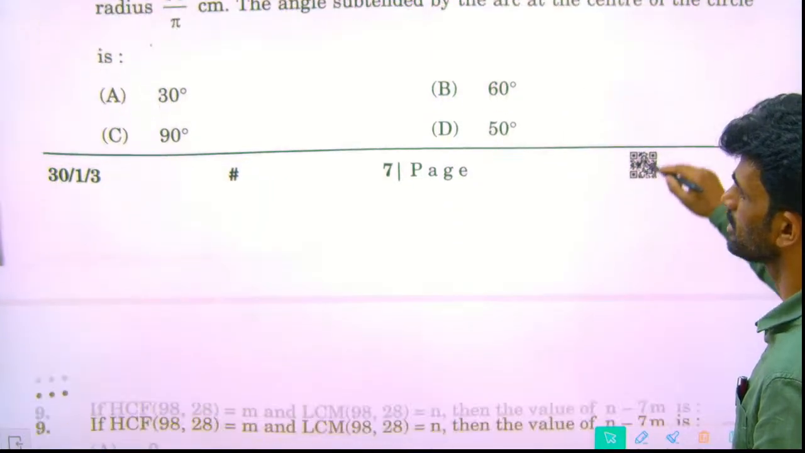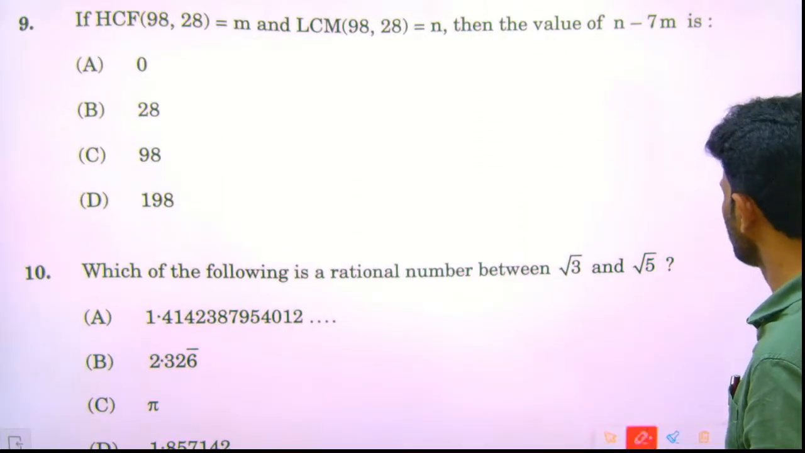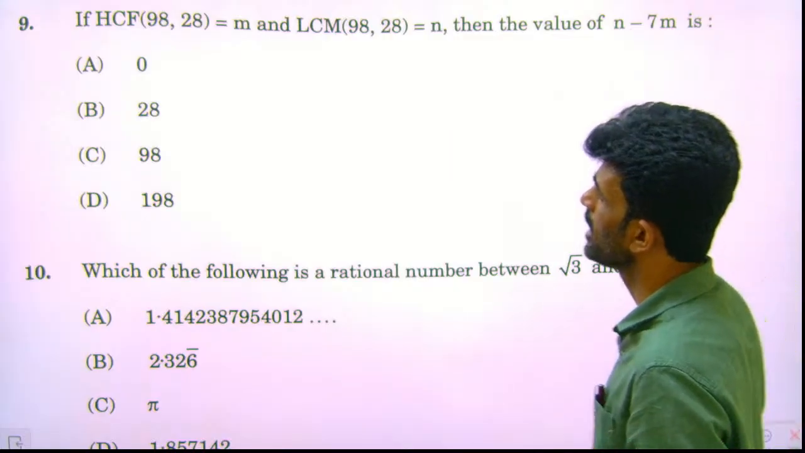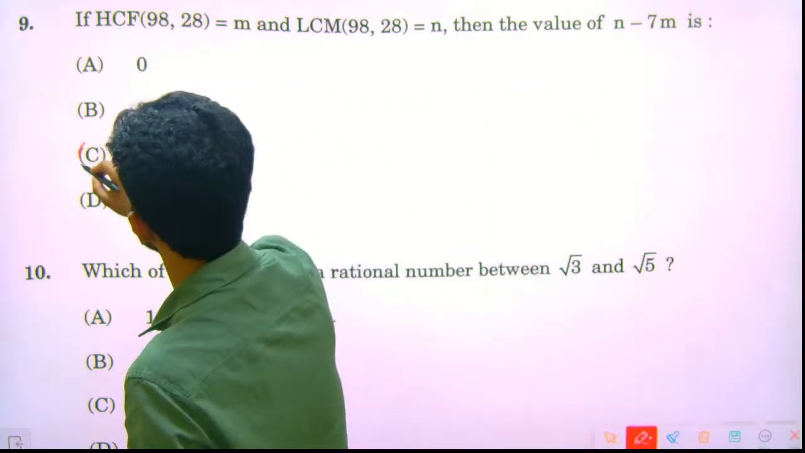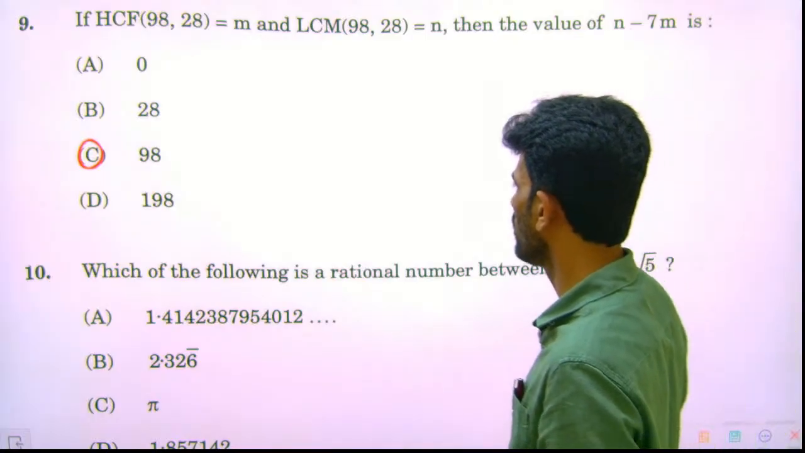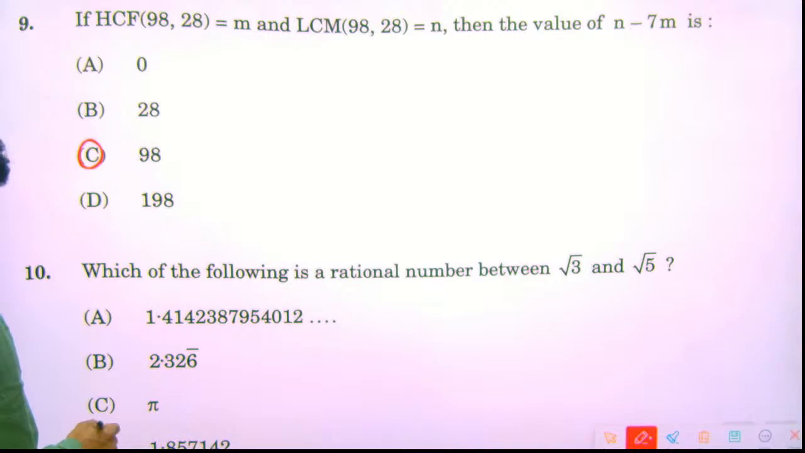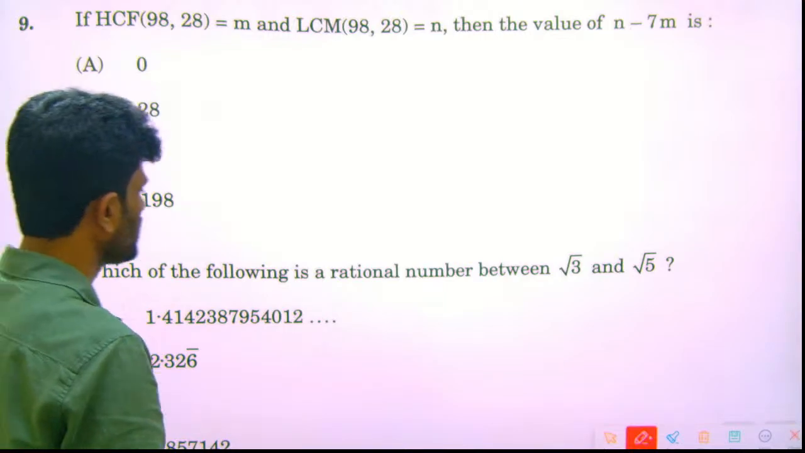Just after this, question number 9 was there before also. What is the answer here? 98. And this one also we got before, 10. The rational number between root 3 and root 5 is option D, 1.85742.